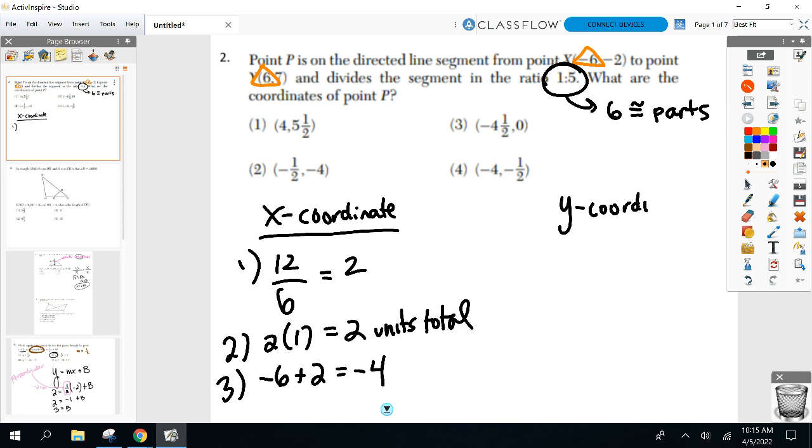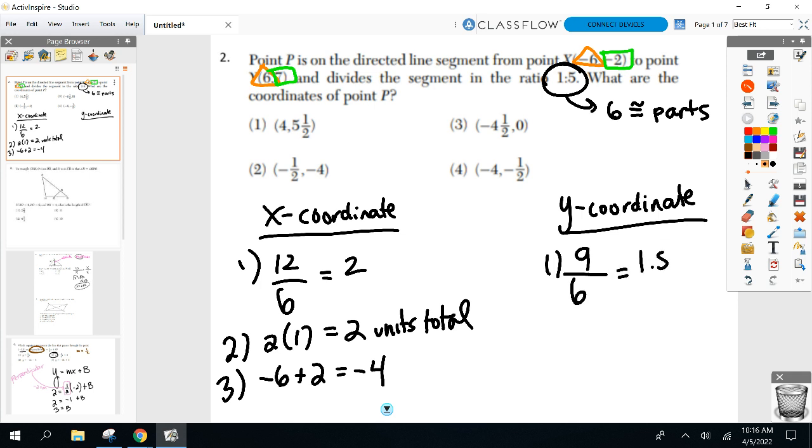All right, what about my y coordinate? Do the same exact procedure now. -2 to 7. How many units is that? That's 9 units, right? Still divided up into how many equal pieces? 6. I think that's 1.5. What's still the first number in the ratio? 1. I don't look at the second number when I do the y coordinate. I always look at the first number. So I'm going to go 1.5 units one time for a total of 1.5 units.